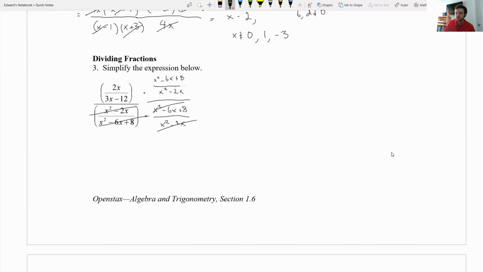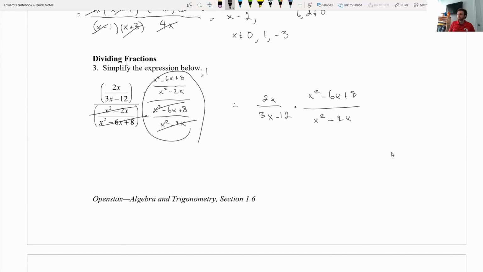Before I do anything, let me just recognize, I said this out loud, but this expression, something divided by itself, that's equal to 1. I just want to add that on the page for those that are writing along. All right, so cool. So the denominators just both completely went away. Instead of having one large mixed fraction, now we have 2x over 3x minus 12 times x squared minus 6x plus 8 over x squared minus 2x.